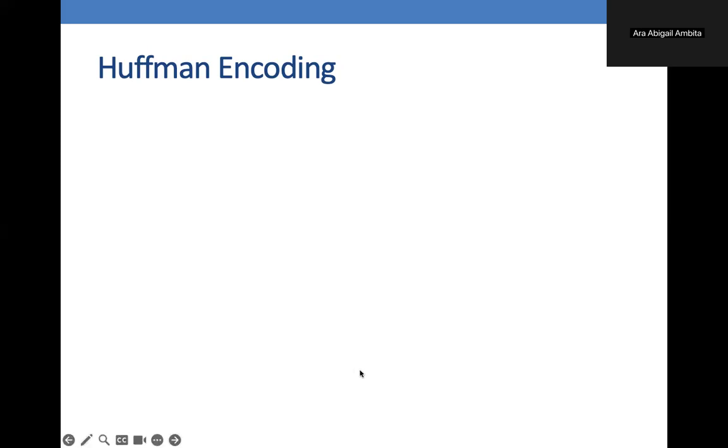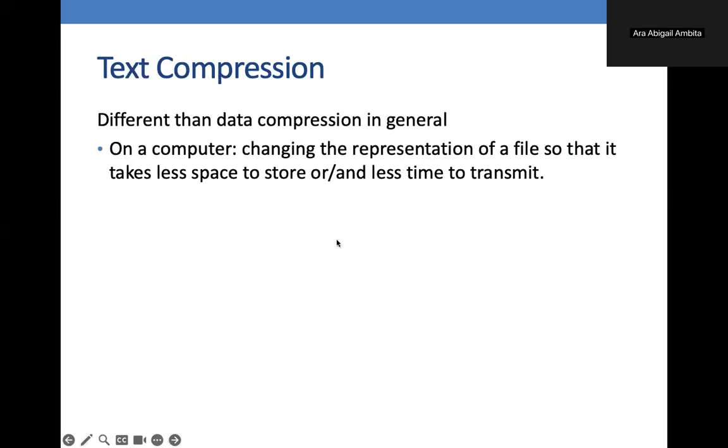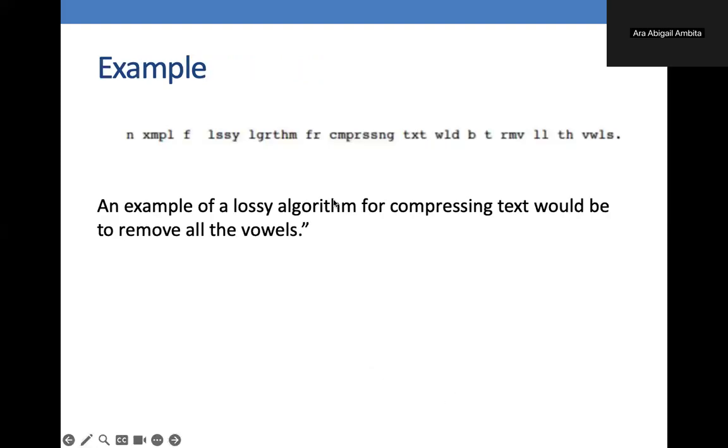So how is text compression different from data compression in general? On a computer, when we change the representation of a file so that it takes less space to store or less time to transmit, then that's data compression. This, on the other hand, is an example of text compression.